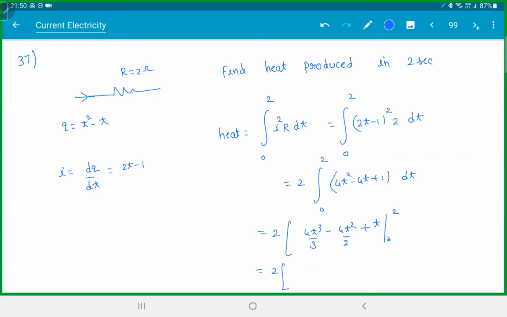This would be 2 cubed will be 8, 4 times 8, 32 by 3. This guy would be minus 8 plus 2. This would be 32 by 3 minus 6. How much is that? 32 minus 18, 14 by 3. Times 2, 28 by 3 joules. Check.